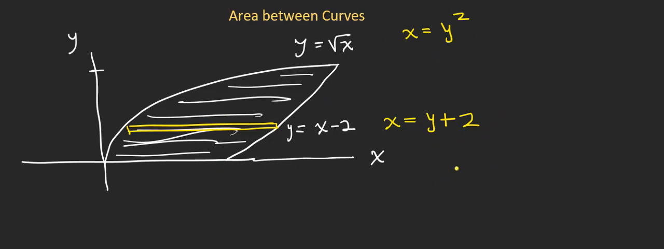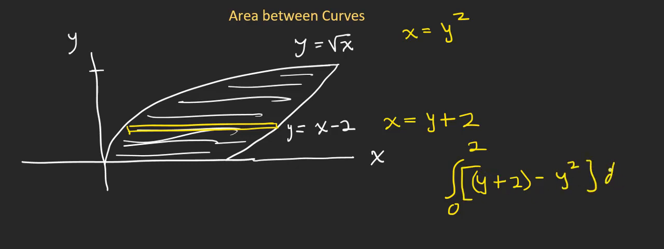So what is the setup? The setup will be the integral of, look at the y values. This region goes from 0 to 2. So it will be 0 to 2. What's on the right side? y plus 2 minus y squared. And it has to be dy. Now, when you evaluate this, that will be the area, which is the same answer that we got using the vertical rectangles.